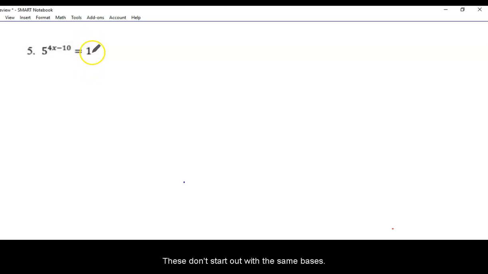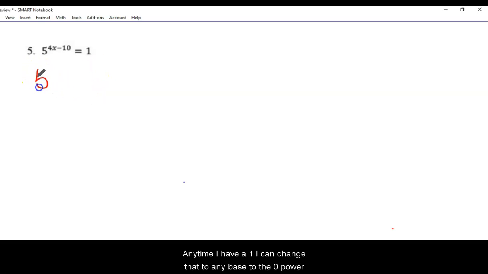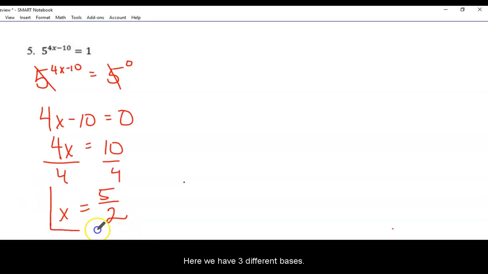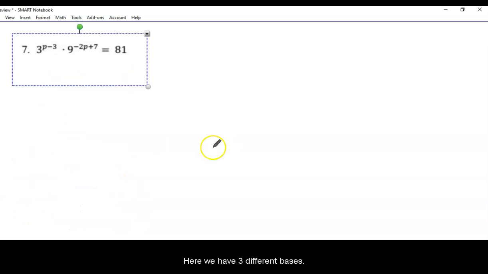Anytime I have a 1 here, I can change that to anything to the 0 power. So I can change this side to 5 to the 0 power, mark out the 5s, and then set up the exponents equal, solve for x. You can leave this 5/2, or you can divide that and use your decimals. So either way is fine.